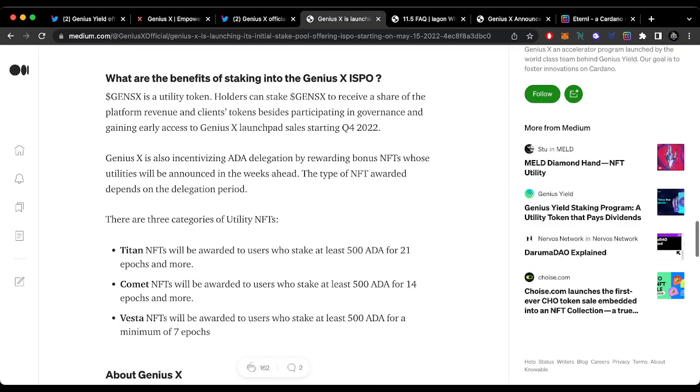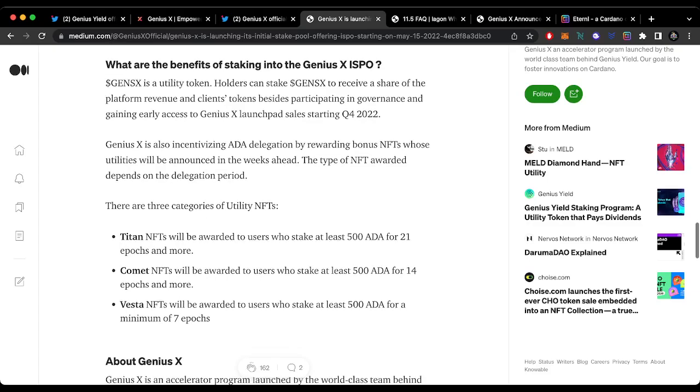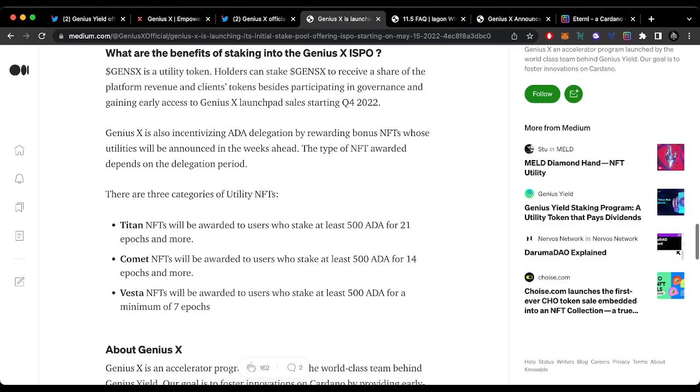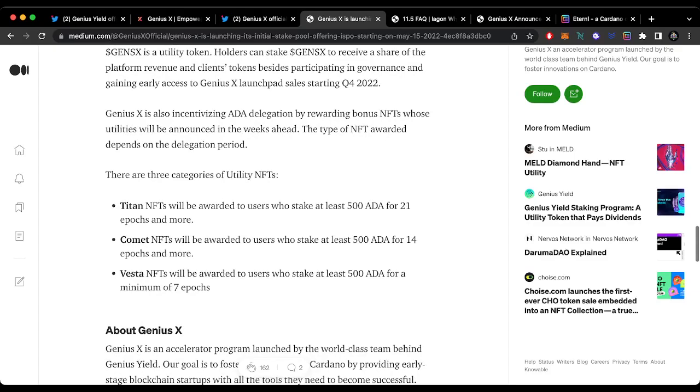Now, Genius X is also incentivizing ADA delegation by rewarding bonus NFTs, where utilities will be announced in the weeks ahead. The type of NFT awarded depends on the delegation period. There are three categories of utility NFTs. The Titan NFTs will be awarded to users who stake at least 500 ADA for 21 epochs or more. Comet NFTs will be awarded to users who stake at least 500 ADA for 14 epochs, and Vesta NFTs will be rewarded to users who stake at least 500 ADA for a minimum of 7 epochs.